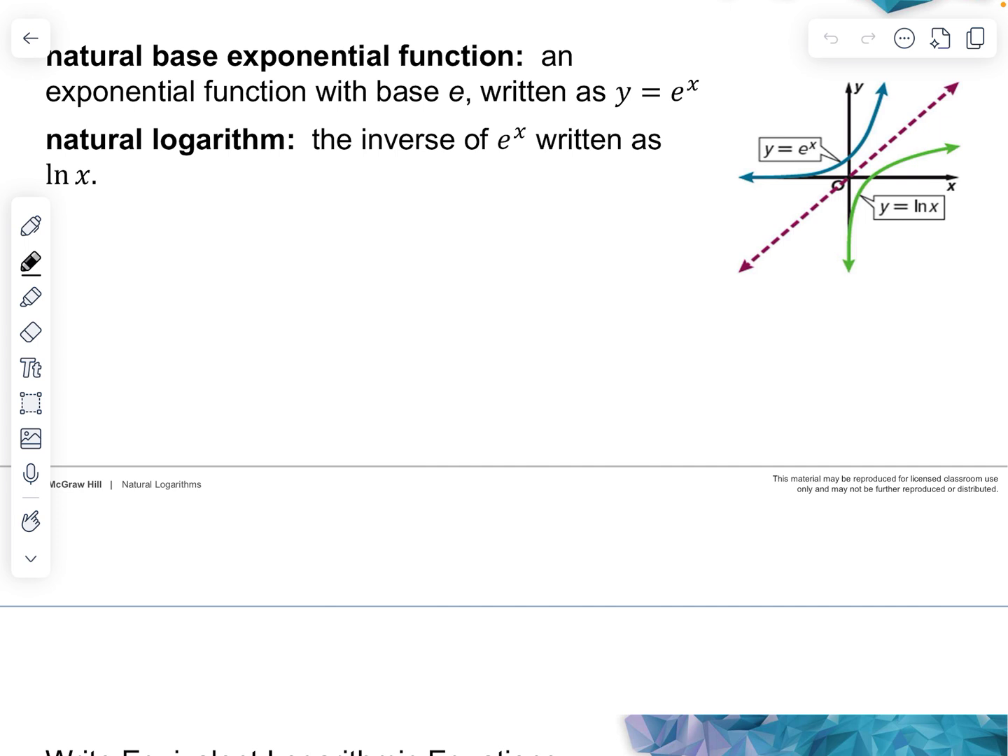And this graph hopefully looks familiar to you because it looks very similar to when we did 2 to the x and the logarithm of that. So these are inverses again. Natural logs and e's are inverses.